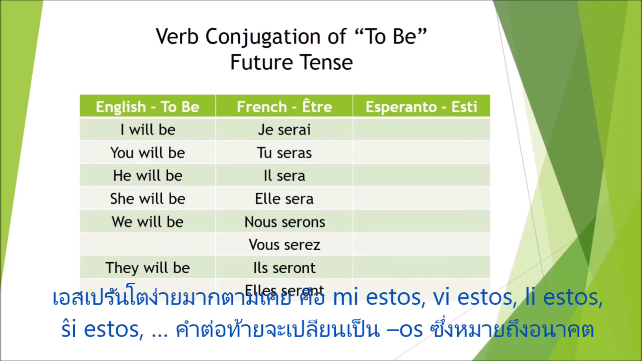Esperanto, once again, very simple. So we have mi estos, vi estos, li estos, ŝi estos, and so on down the list. As you can see, the ending has now become os, which in Esperanto signifies future tense.